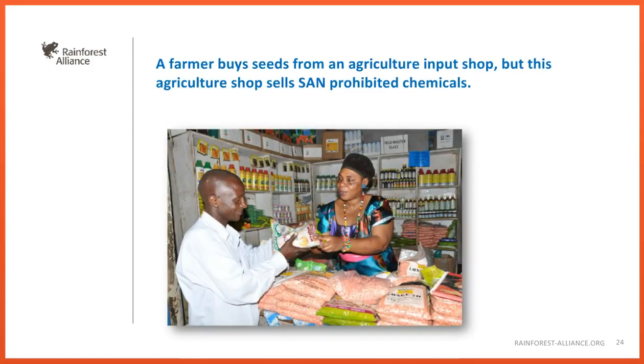Next quiz. A farmer buys seeds from an agriculture input shop, but this agriculture shop sells SAN-prohibited chemicals. Does the farmer comply with the related criterion?